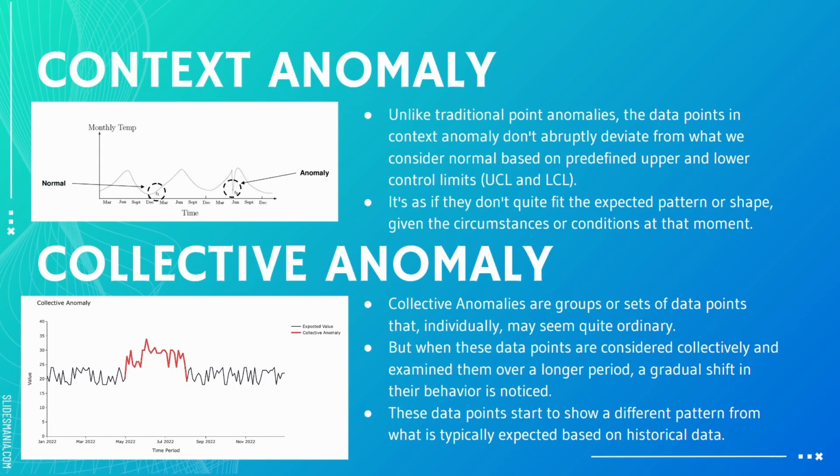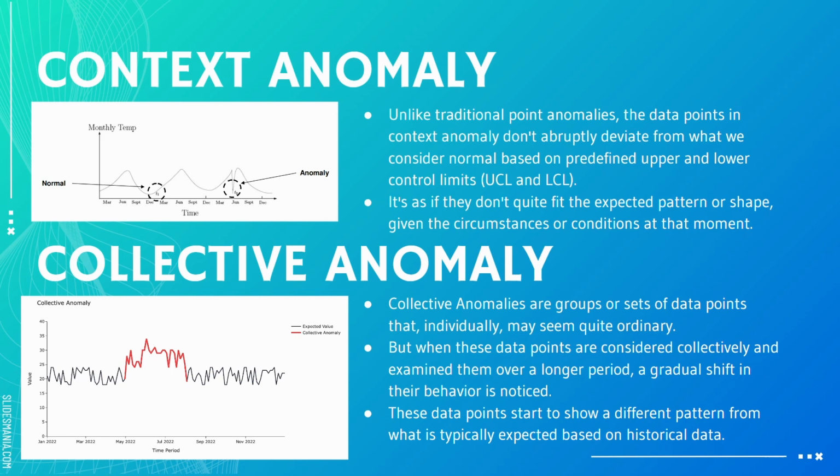Next is context anomaly. Unlike traditional point anomalies, these data points don't abruptly deviate from what's considered as a normal behavior. Detecting these anomalies is challenging because they don't conform to typical upper and lower limits we set. They require understanding the context within which the data points occur. For example, in summer, we come across a short period where the temperature unexpectedly drops a bit. Individually, these temperatures may not be far from the usual range, but when we consider the context of the heat wave, then they stand out as anomalies.